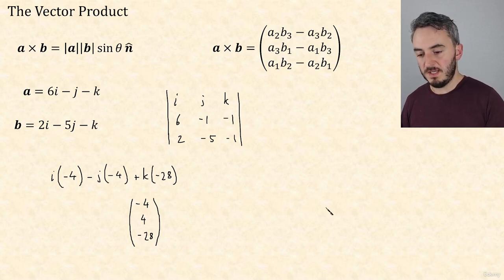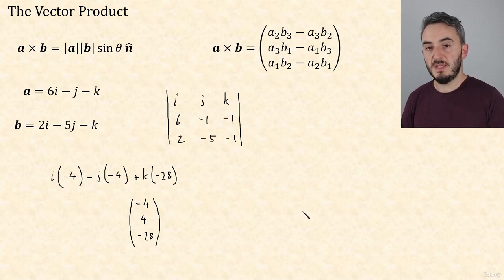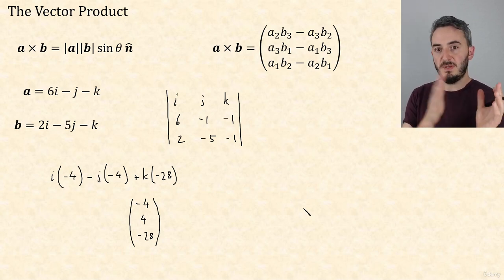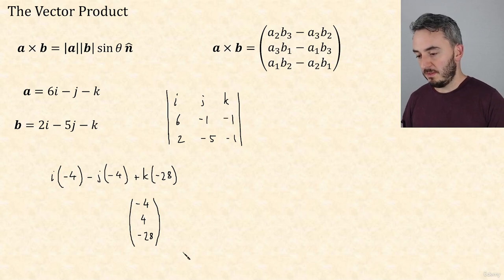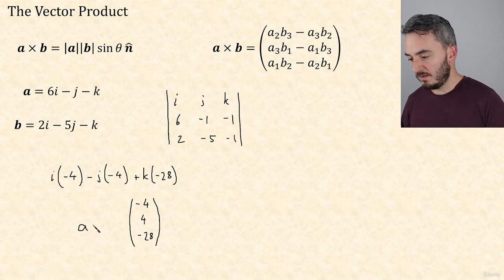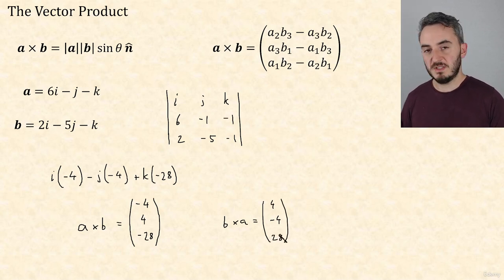And that's because of this sine theta here. That sine theta is measuring the angle anti-clockwise from A to B. If you're measuring it from B to A, then that angle is the negative of what it would have been. Right, if it's 30 degrees from A to B, it's minus 30 from B to A. And when you take sine of the negative value, you get the negative of what you would have had for the positive value. So this down here is A cross B. B cross A would therefore be 4, minus 4, and 28. So the order does matter here. It doesn't for the dot product, and that's basically because for cos theta, you could take theta as positive or negative and you get the same answer.